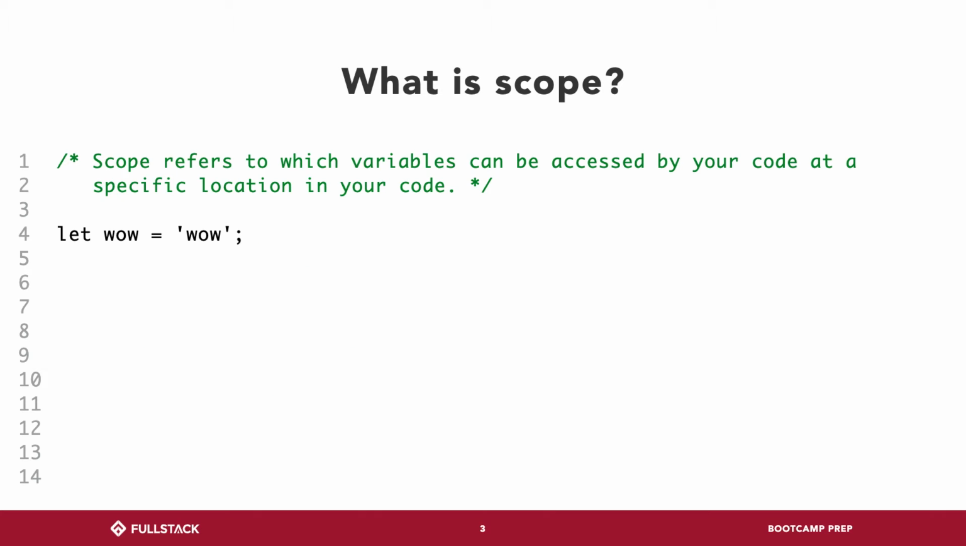So scope refers to which variables can be accessed by your code at a specific location in your code. So let wow equals string wow, console.log wow, we get wow, right? That's because they're in the same scope that we can do this, okay?